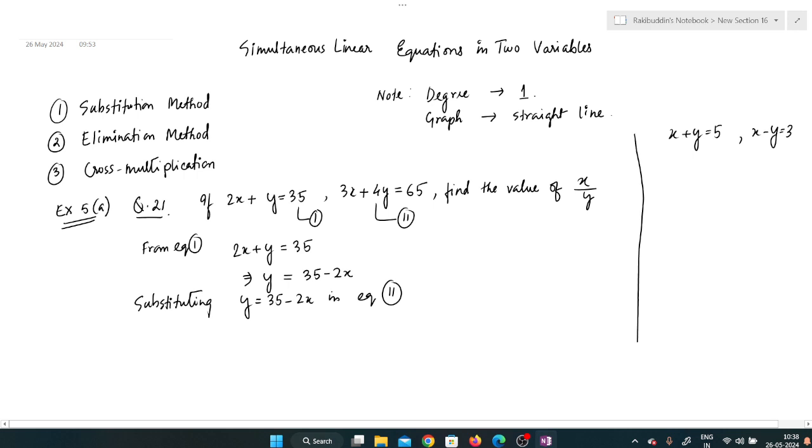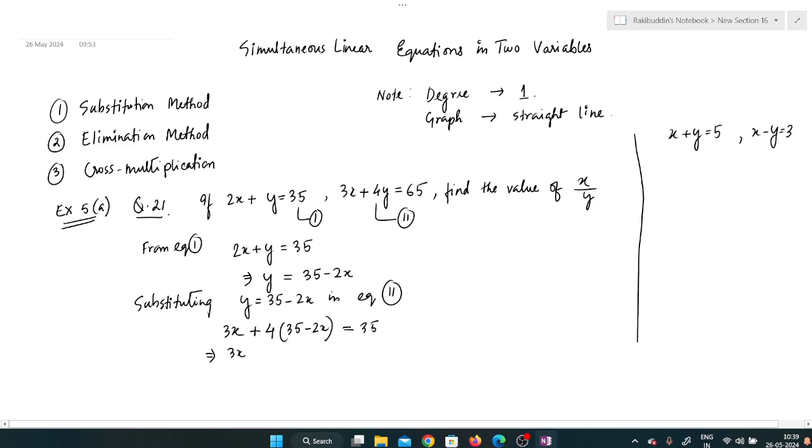So now in equation 2, instead of y we will place the value. Let me write equation 2: 3x plus 4y. Now there is y, right? In place of y we will put the value 35 minus 2x. So 3x plus 4, and since there are 2 terms, it is a binomial, so we will put a bracket, otherwise it may go wrong, is equal to how much? 35. Now it becomes a simple equation.